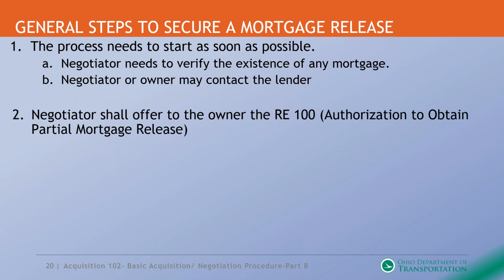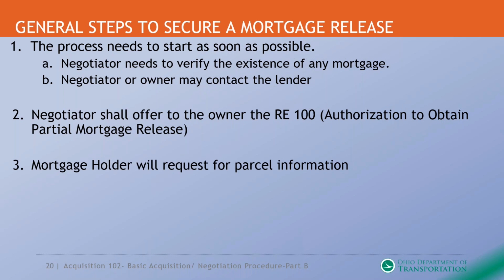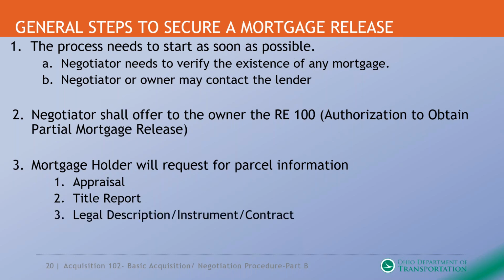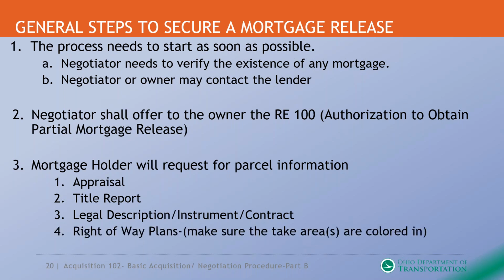So ODOT provides this convenience to the property owner. Mortgage holders will request the parcel information. They want to see the appraisal or the valuation, a title report, a legal description and an instrument or the contract, the right-of-way plans. Make sure that the right-of-way plan is colored in.